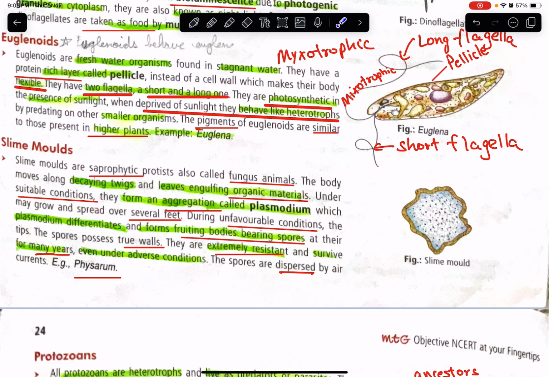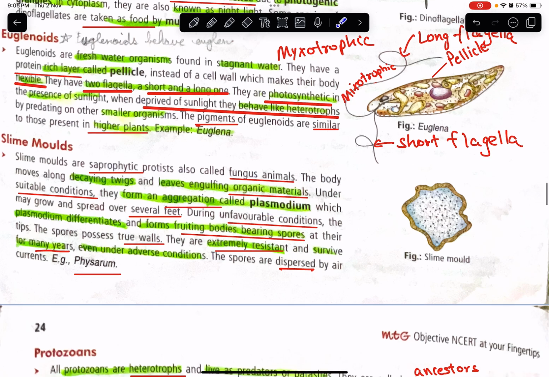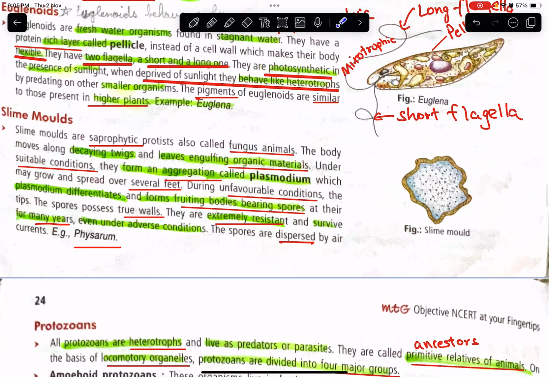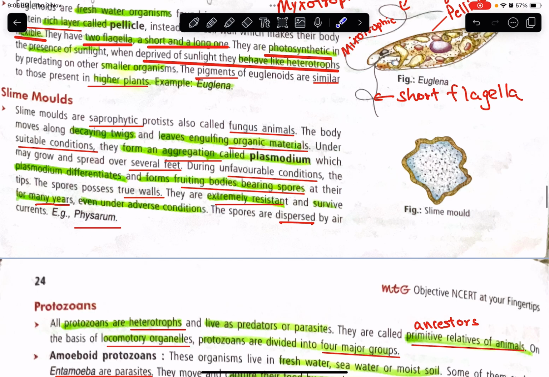So, when the conditions are suitable, they form plasmodium. When the conditions are not suitable, they form spores. And where do they form spores? At the tips. The spores possess true walls. They are extremely resistant and survive for many years. Even under adverse conditions, the spores are dispersed by air currents. An example of slime molds is Physarum.